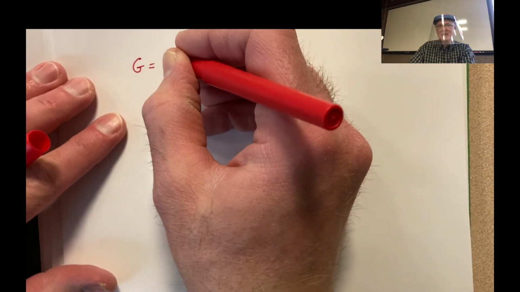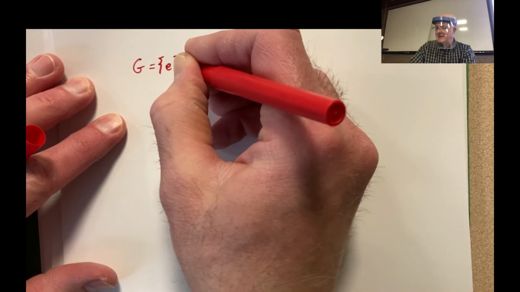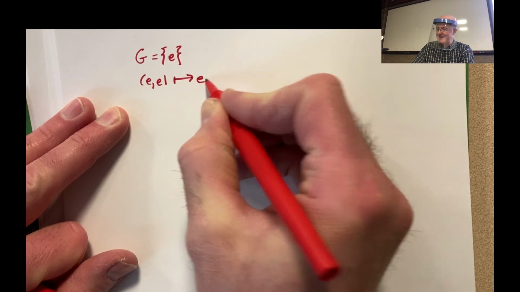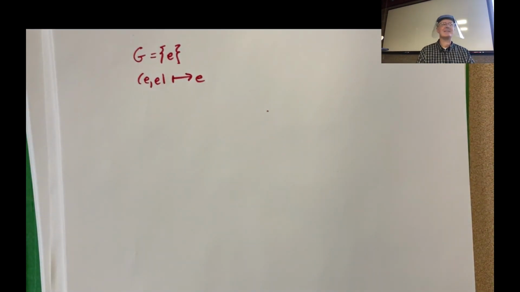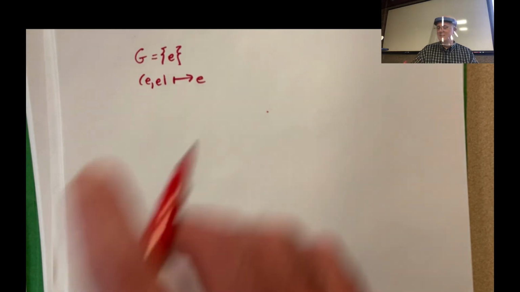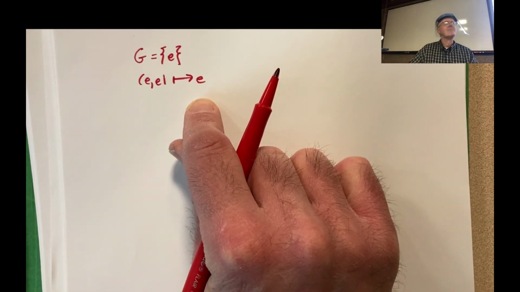If I define G to be a one-element set and just call that element E, and I define a binary operation on this set by mapping the ordered pair (E, E) to E itself, that's the only binary operation that can be done, you might say. It's a function that maps this thing to this thing. That's a group.